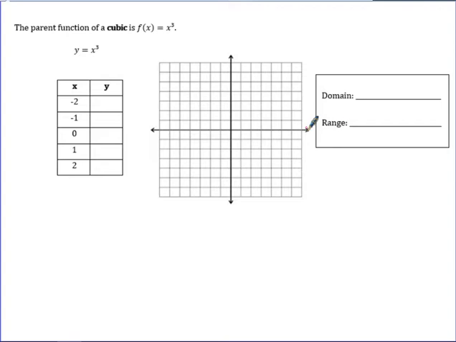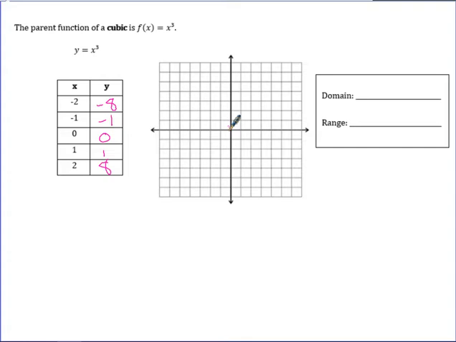Alright, the next parent function is called a cubic function, and that's y equals x cubed, or x to the third power. Okay, so when we plug these in, -2 to the third power, that would give me -8. Alright, -1 to the third power is -1. 0 to the third is 0, 1, 1, and 2, 8.